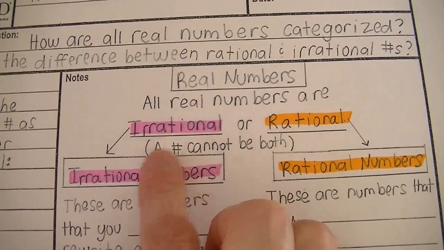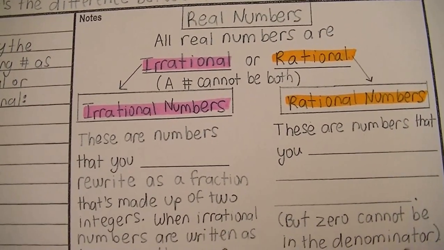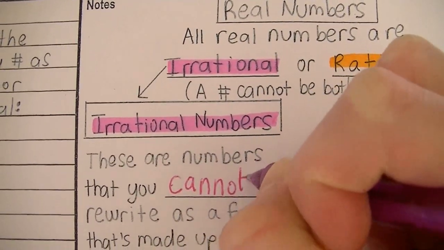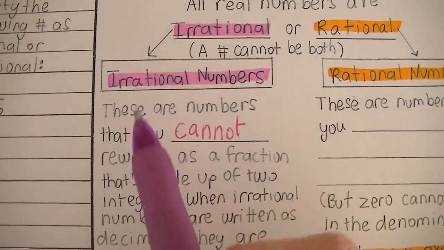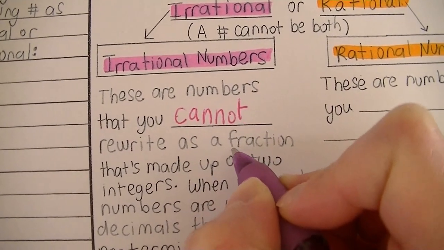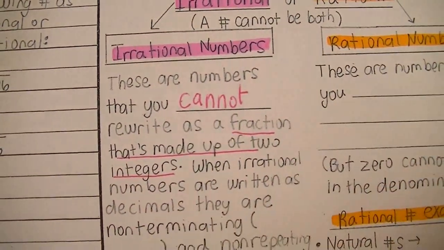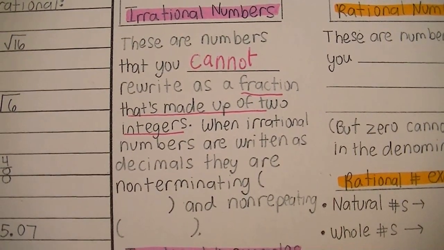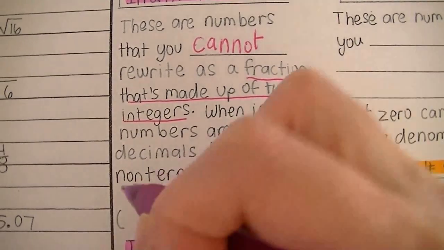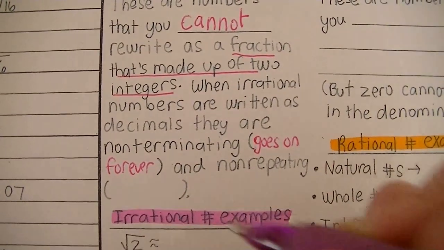So anyway, we'll start off by talking about irrational numbers. These are numbers that you cannot rewrite as a fraction that's made up of two integers. Now this whole part where it says that you cannot rewrite them as a fraction that's made up of two integers, that's really, really important, and we'll talk more about that later, okay? So when irrational numbers are written as decimals, they're non-terminating, which means they go on forever. And they're non-repeating, which means there's no pattern.